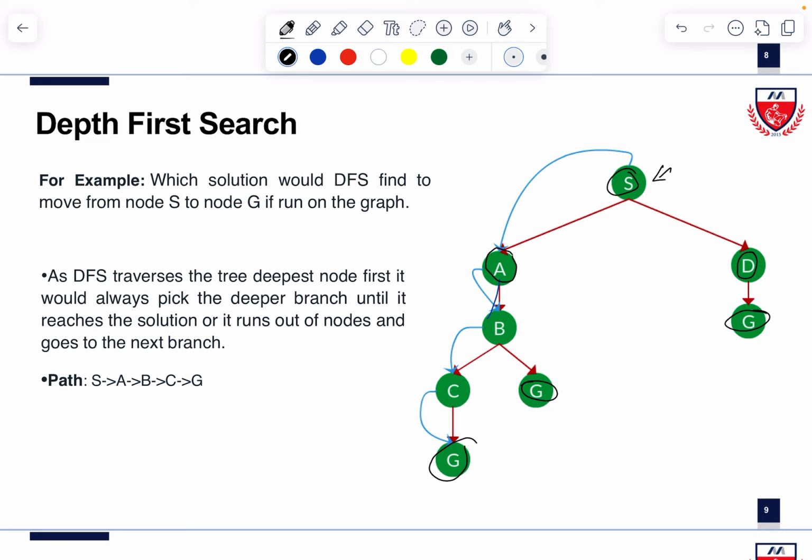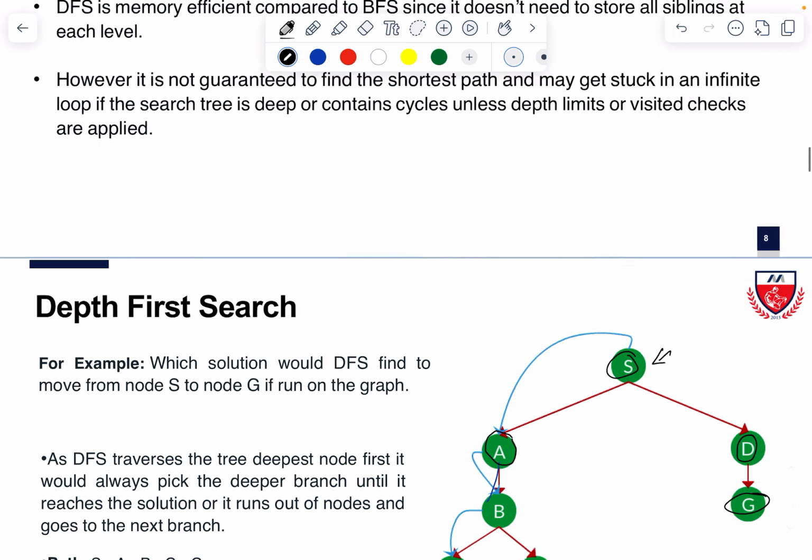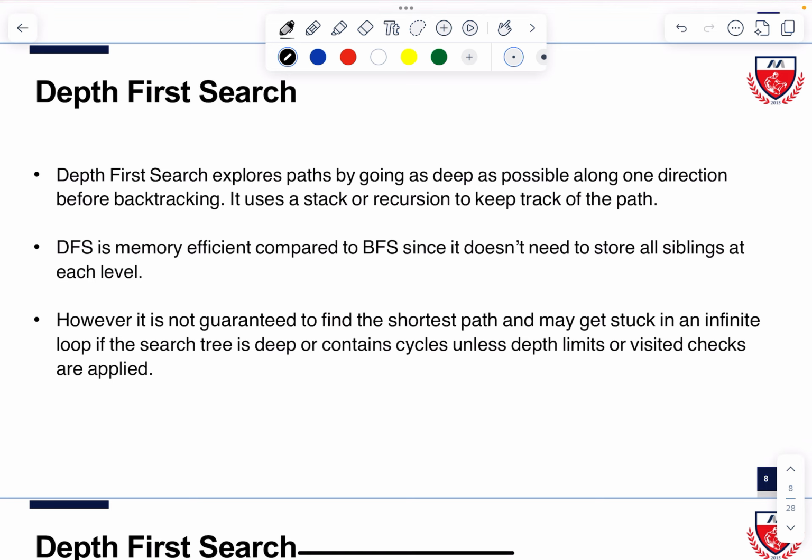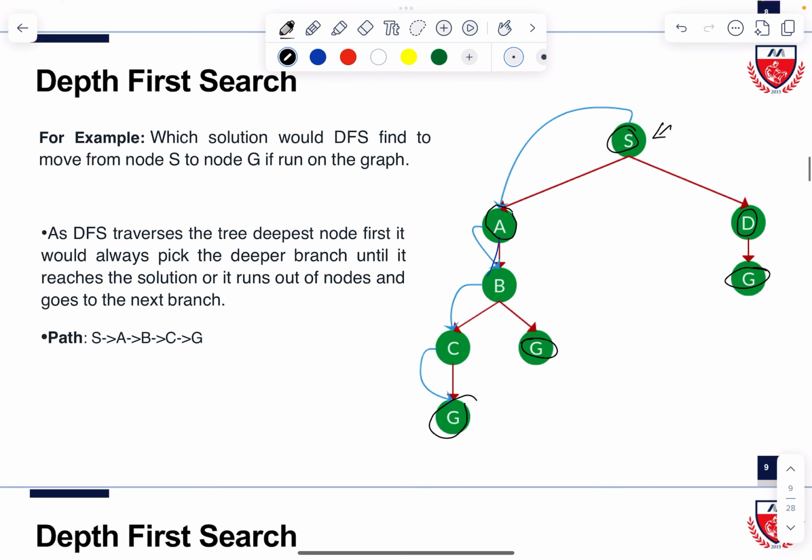Okay. Now we would want to go from S to node G in this graph, and how do we do that? How is this path SABCG being found? Okay, so for the depth first search, it just traverses as mentioned earlier. It traverses or explores paths by going as deep as possible along one direction muna.